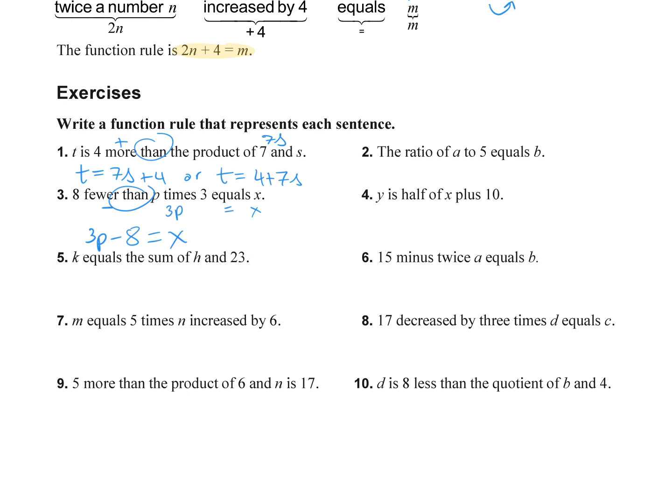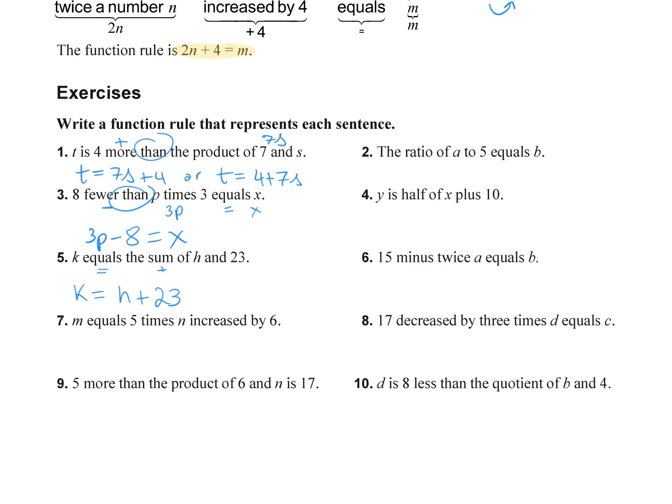For number 5, we have k equals the sum of h and 23. So again, equals, and sum means plus. So here it's just straightforward. k equals h plus 23. This is probably one of the easiest ones you're ever going to get, which is great, honestly.